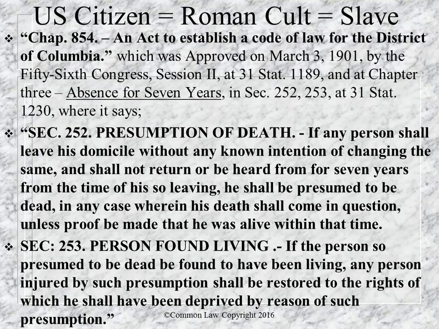And this is the D.C. Code, which is Chapter 3, absence for 7 years, Section 252 and 253, which is located at 31 Stat 1230. And at Section 252, presumption of death: if any person shall leave his domicile without any known intention of changing the same, and shall not return or be heard from for 7 years from the time of his so leaving, he shall be presumed to be dead.